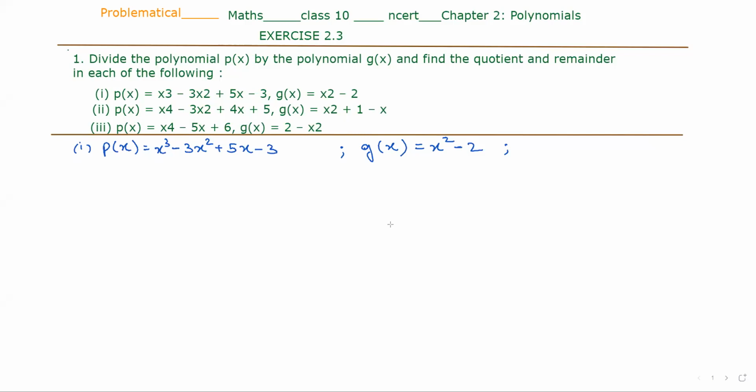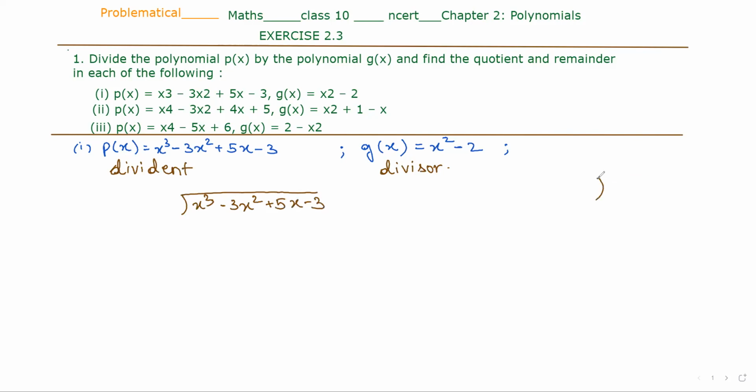This is a simple division method. That means you have to divide the two given polynomials. The first polynomial is p of x, which is your dividend. G of x is your divisor. Let's write it in its proper form. X cube minus 3x square plus 5x minus 3.